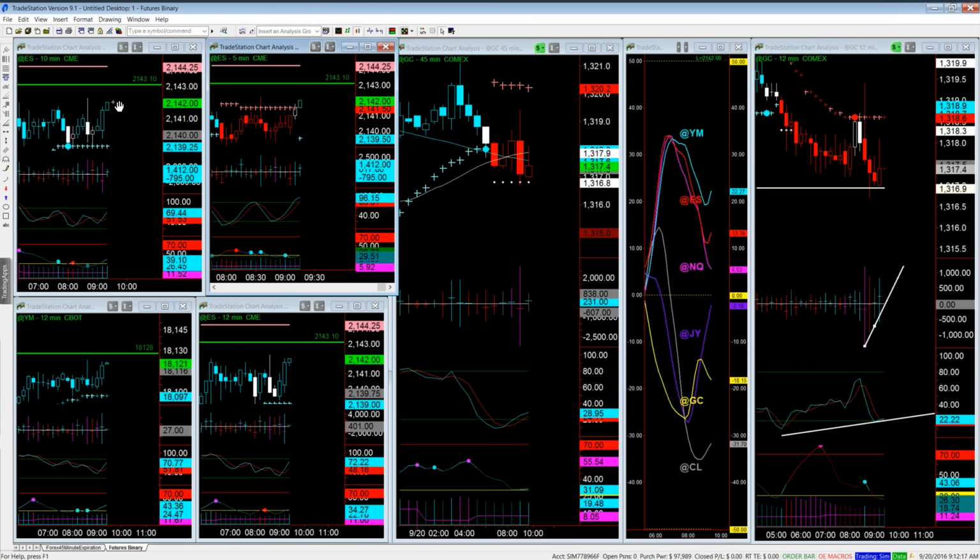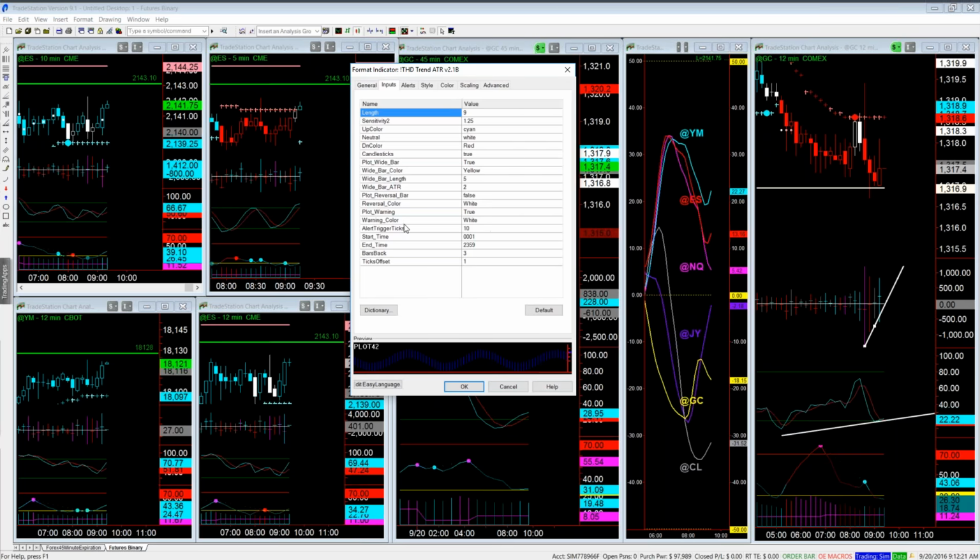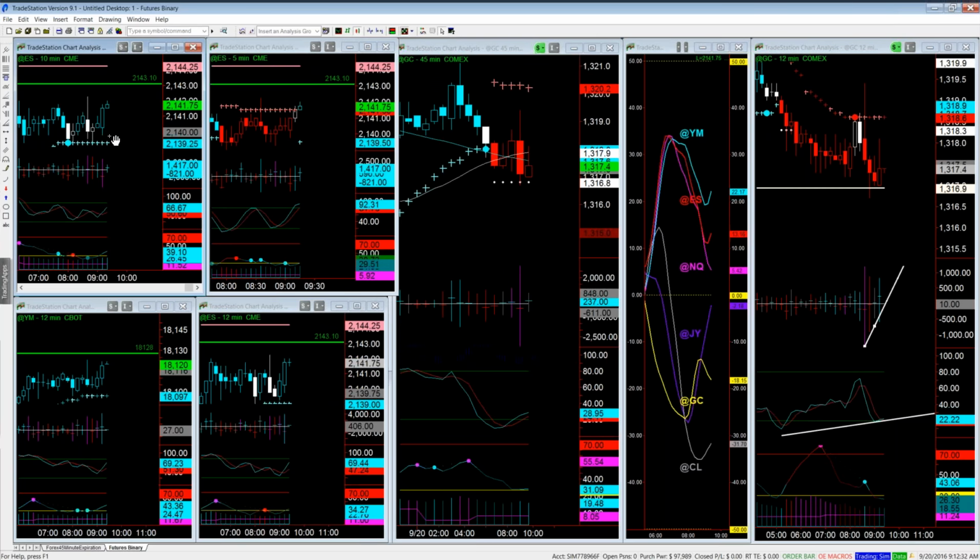Let me see if I have my wide bar indicator turned on. Yeah. Okay, if you see a big yellow bar over here, it's built into the trend indicator, then you know you have a wide bar.